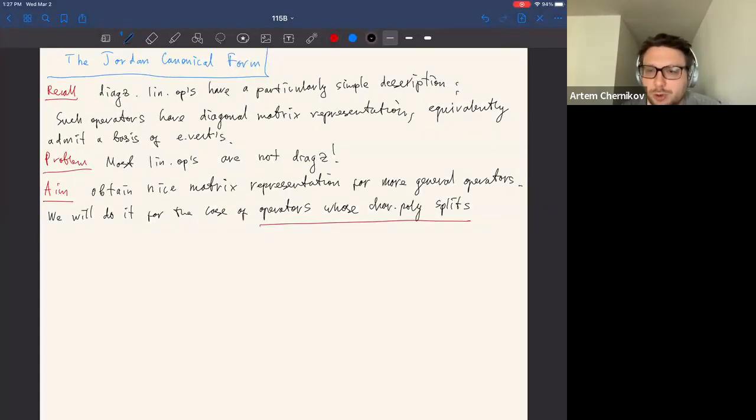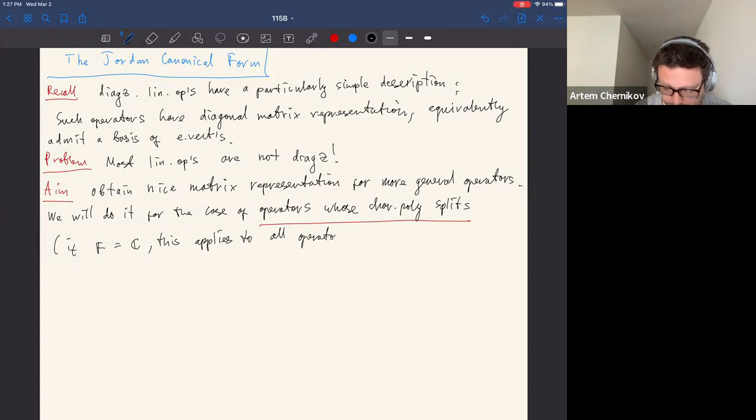Now, why is this good? Or why is it general? Well, because if we are over the complex numbers, then in fact this is true for all linear operators, right? So in particular, if F is equal to C, the complex numbers, then our results will apply to all operators. Okay, so we will prove indeed a rather general theorem, at least when the field of scalars is the complex numbers.